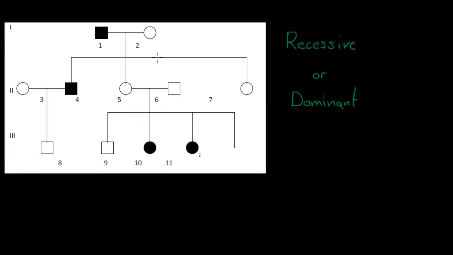So now this is a new pedigree chart, and what we need to do here is to determine if the condition is recessive or dominant. Basically, if the gene that causes the specific condition is recessive or dominant. How can we do that? Let's say that we are looking at anemia.